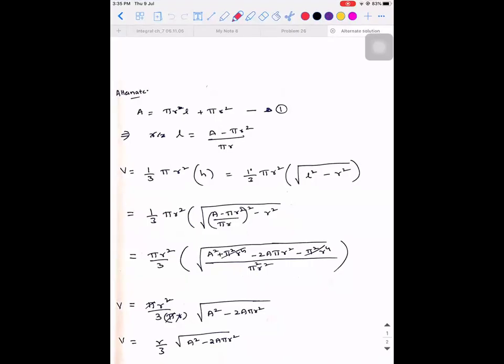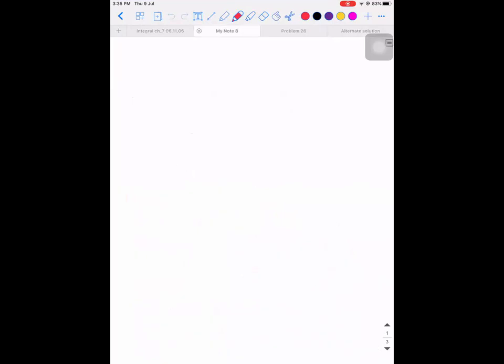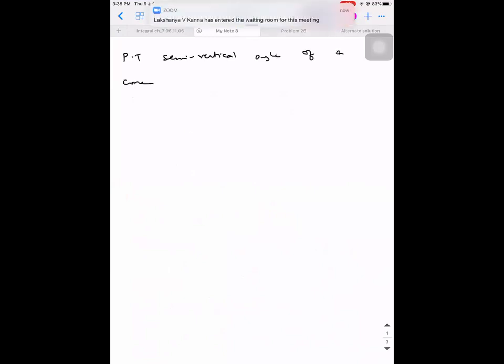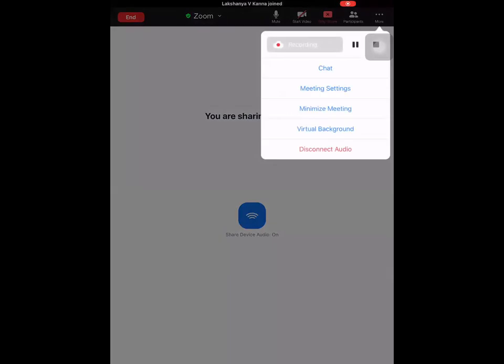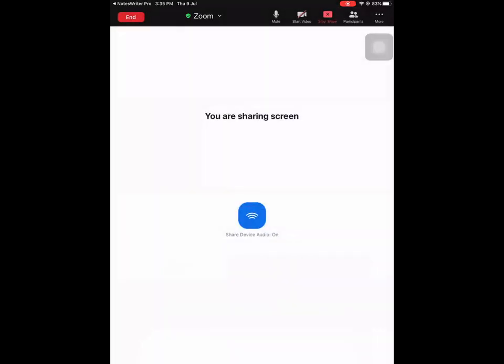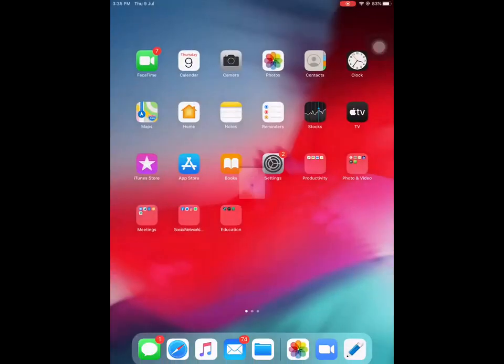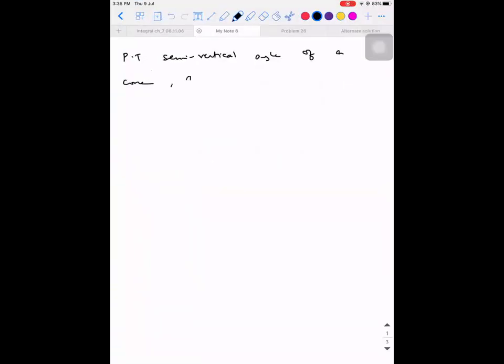So listen. What was the question? Prove that the semi-vertical angle of what? The angle of a cone. What condition does the cone satisfy? So read out the question. A cone which has a given surface area, so surface area is a constant. And what is maximum? Volume. Volume is maximum, right?